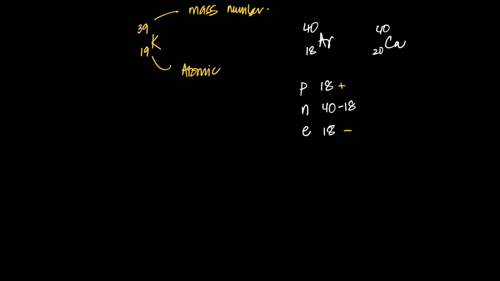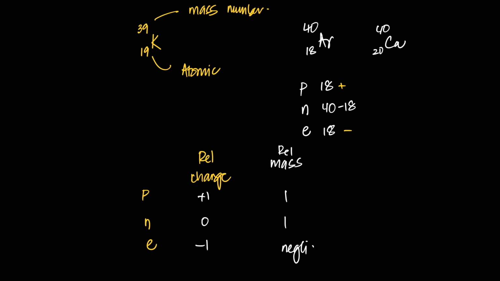And for that, you need to know the relative charges of protons, neutrons, and electrons. We won't worry about the exact charge, but the relative charge, and this is obvious knowledge from O levels, is that the proton is +1, the neutron is 0 and the electron is -1. And their relative mass: for a proton it is 1, for a neutron 1, and for an electron it is negligible, not 0, but pretty small.